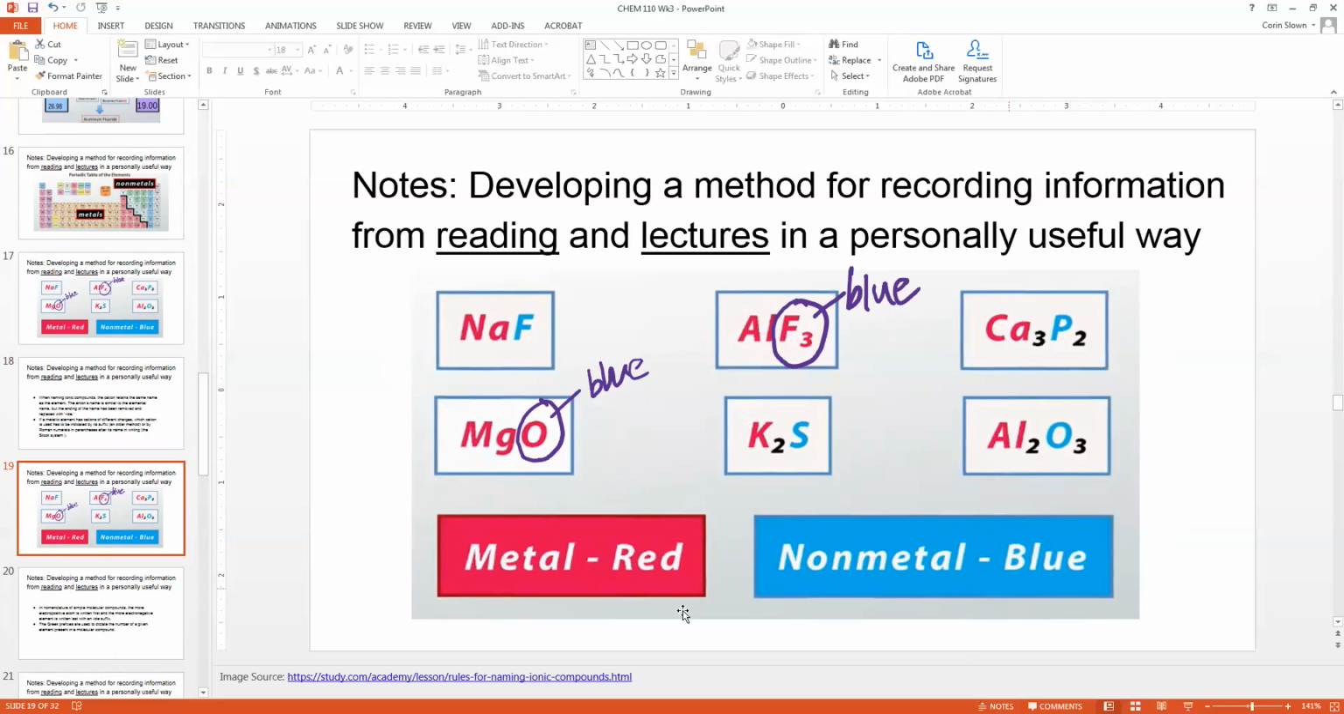So again, if we think about these examples, all of these are examples of ions that have only a single possible charge for the metal. So we should be able to write these out and justify, say, for example, that sodium is a +1 charge, fluoride is a -1 charge, so the net compound is neutral.